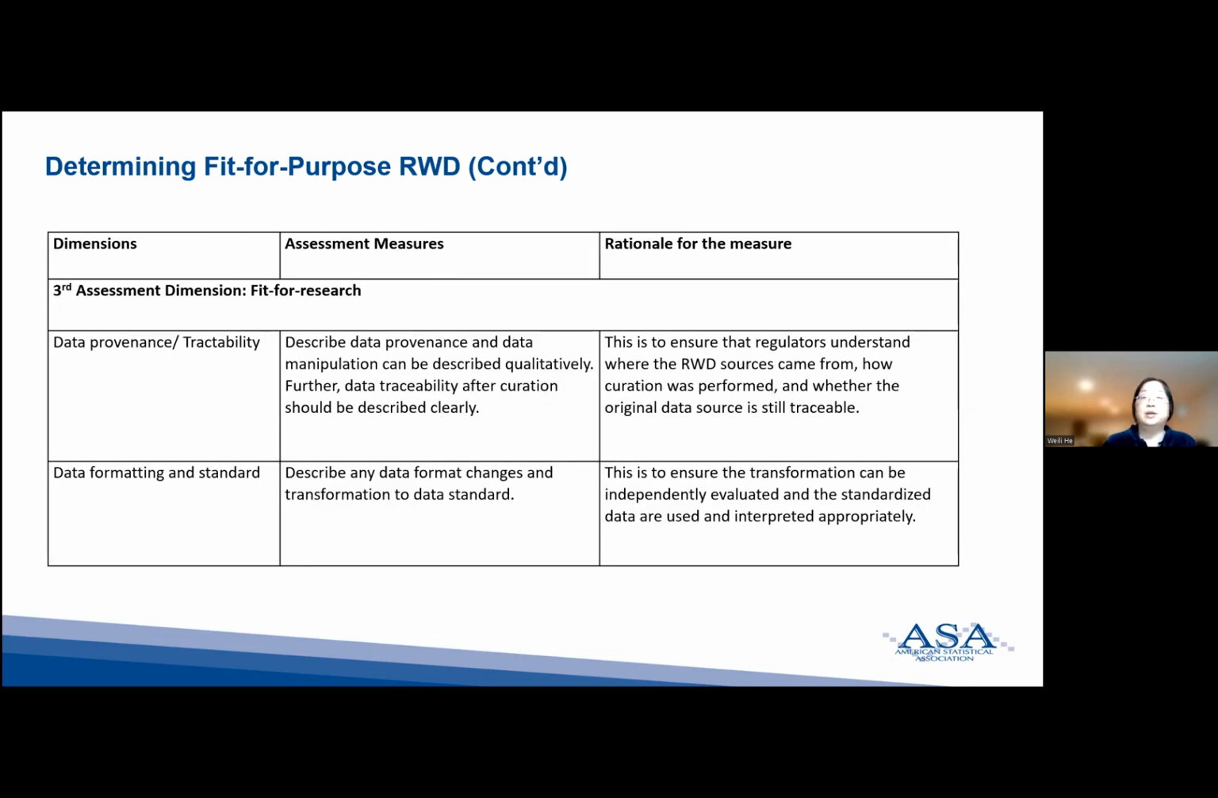The third dimension we introduce is fit for research. That can be assessed qualitatively instead of quantitatively. The FDA draft guidance also talks about data provenance, traceability, and the format, especially the requirement for CDISC standards for use of real-world data sources for regulatory decisions, and the data curation, etc. Those can be assessed and documented qualitatively as well. Next slide, please.